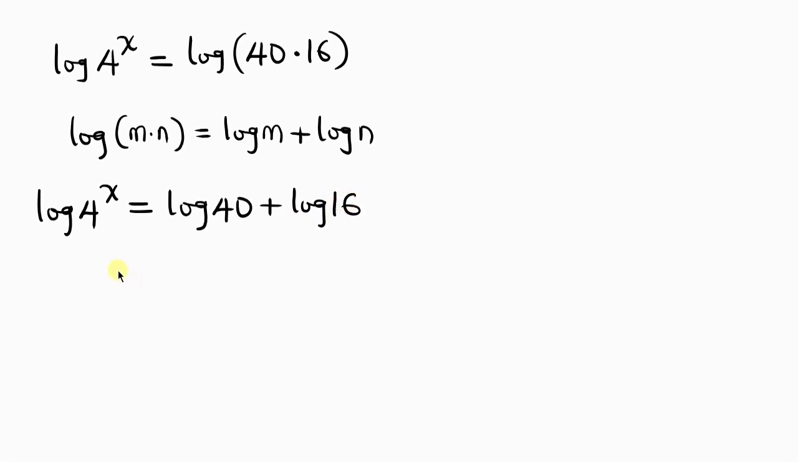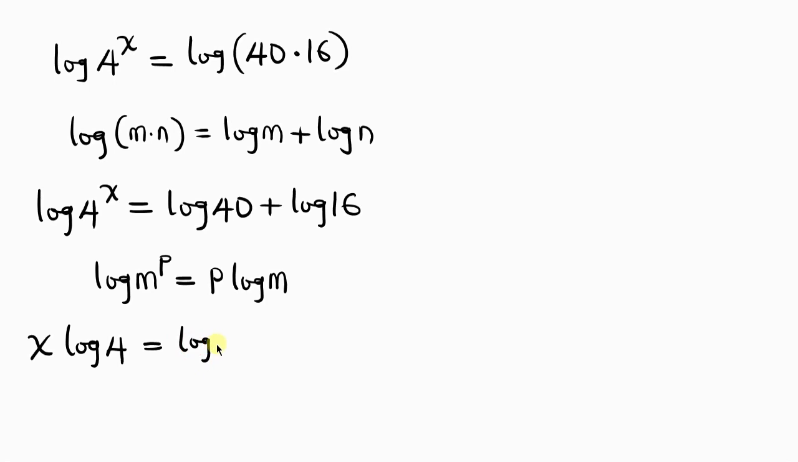Now our next step will be for us to apply the law of logarithm once again here. When I have the log of m to the p, this is a property of logarithm. This is equal to p log m. So let's apply this property of logarithm to what we have here. It becomes x log 4. Very good. And this is equal to log 40 plus log 16.